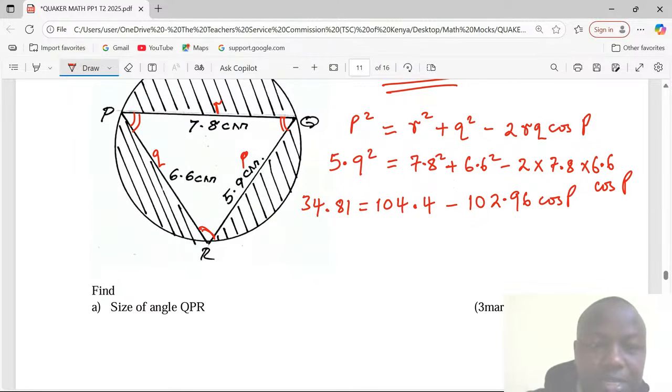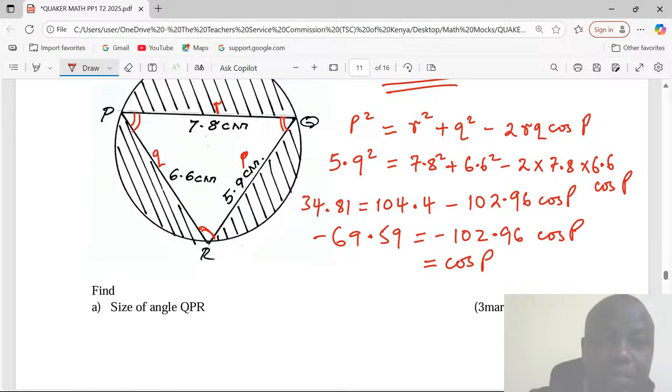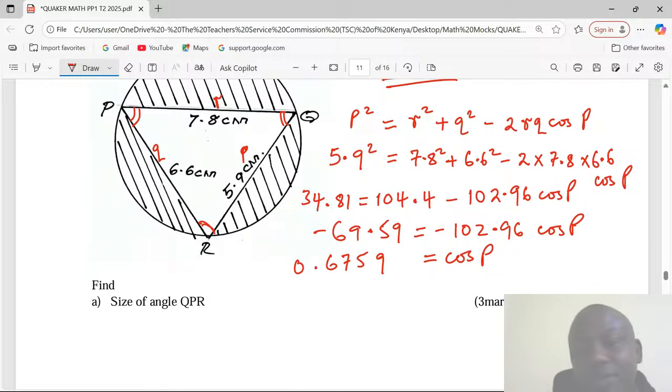Let's now subtract 34.81 minus 104.4. This gives us negative 69.59 equals negative 102.96 cosine of P. To remain with the cosine of P, we divide through by negative 102.96. This gives us 0.6759 equals the cosine of P.